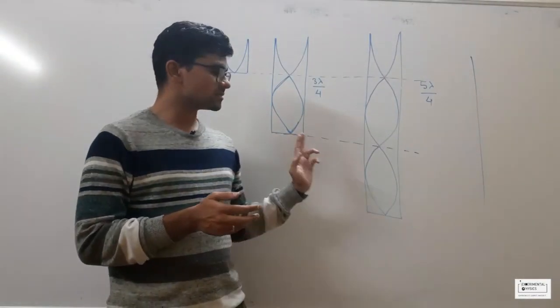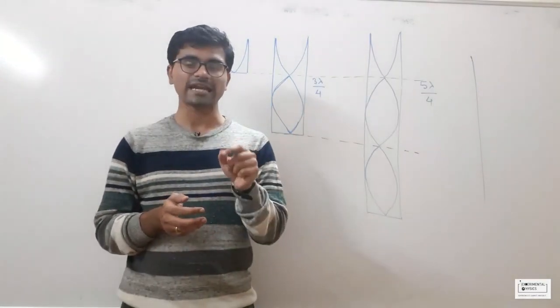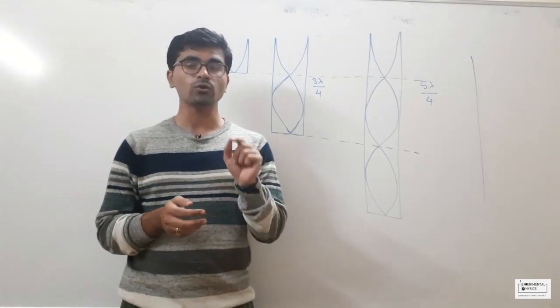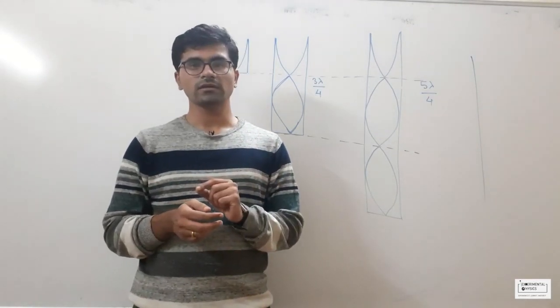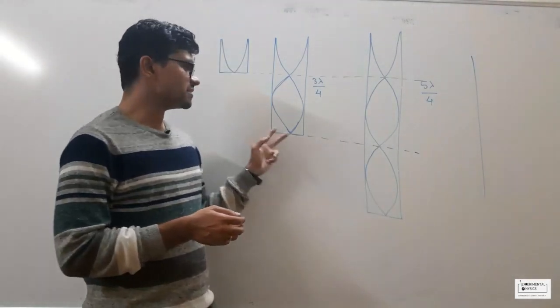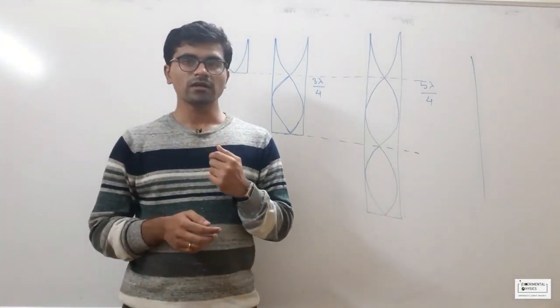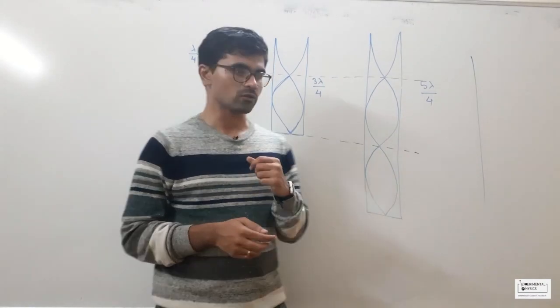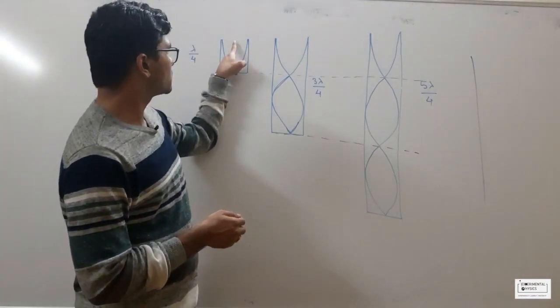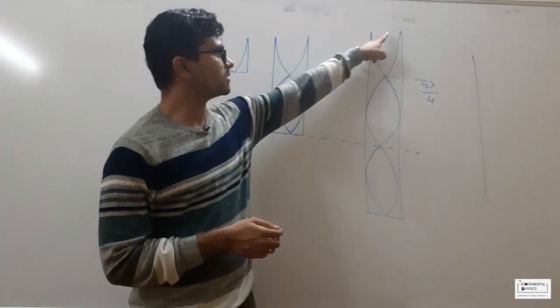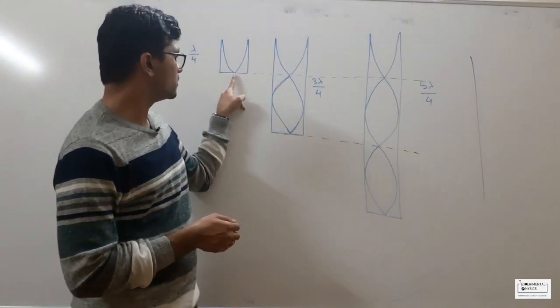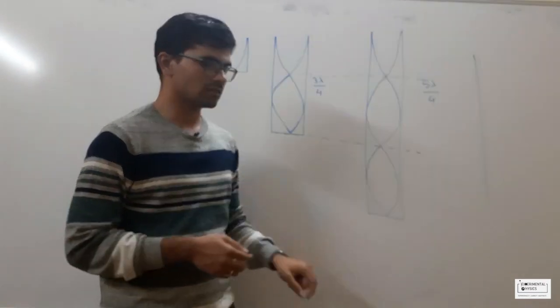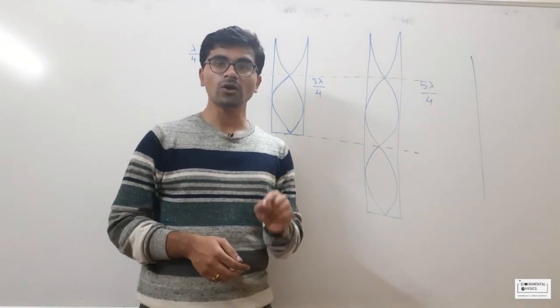Now these structures here are called standing waves in an open organ pipe. Class 12 students very easily recognize this. Now why am I saying that this is an open organ pipe standing wave? Because at one end you can see that antinodes are forming, and at the other end the nodes are forming. This happens only in an open organ pipe.